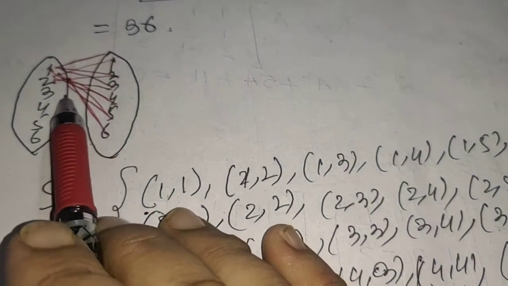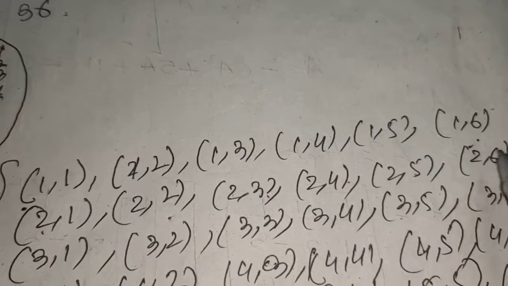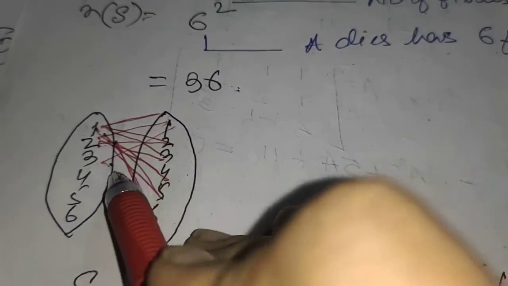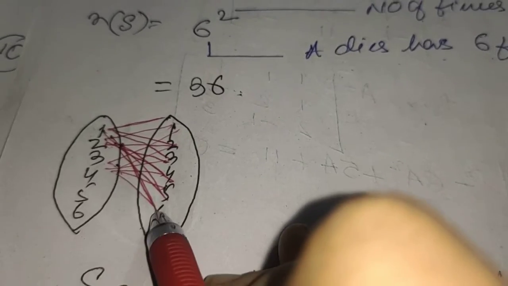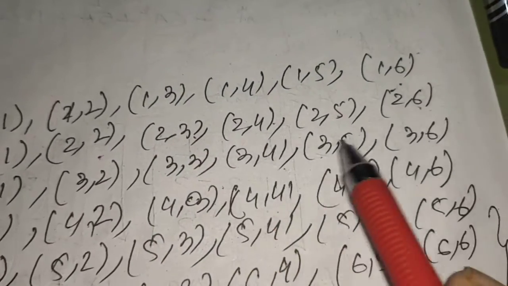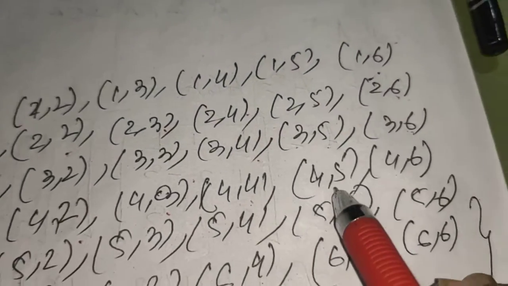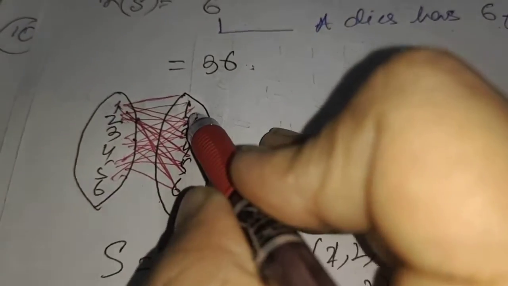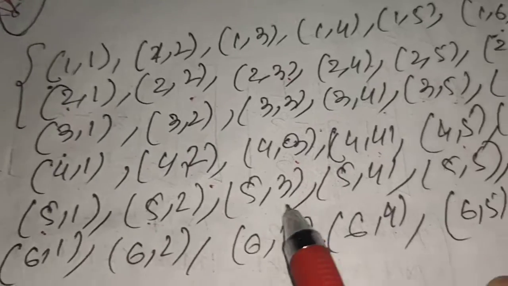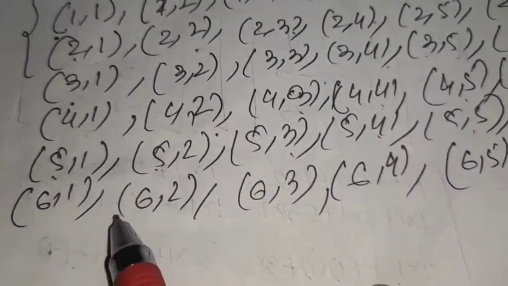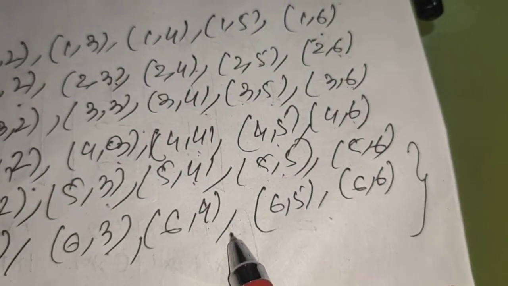Next (3,1), (3,2), (3,3), (3,4), (3,5), (3,6). Next is (4,1), (4,2), (4,3), (4,4), (4,5), (4,6). Next is (5,1), (5,2), (5,3), (5,4), (5,5), (5,6). The last one is (6,1), (6,2), (6,3), (6,4), (6,5) and (6,6).